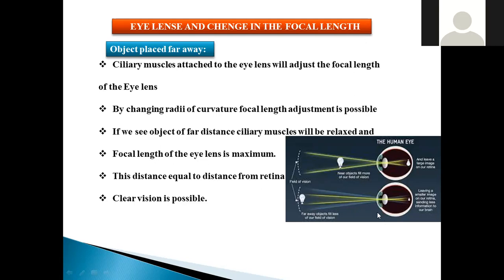In that case, the muscles present in the protective layer get relaxed, right? So in this case, the focal length of the eye lens will be maximum. The focal length needed to concentrate the light coming from the object is maximum, and the distance is equal to the distance from the retina. Whatever focal length we are getting from this outside material is exactly similar to the focal length of this eye lens from the retina. In that case, clear vision is possible.